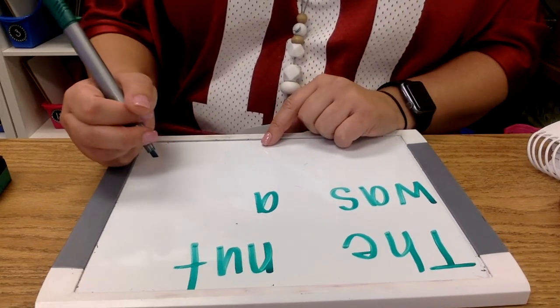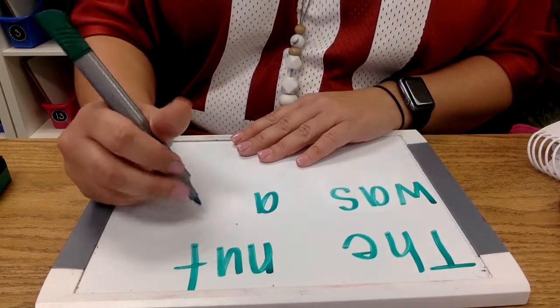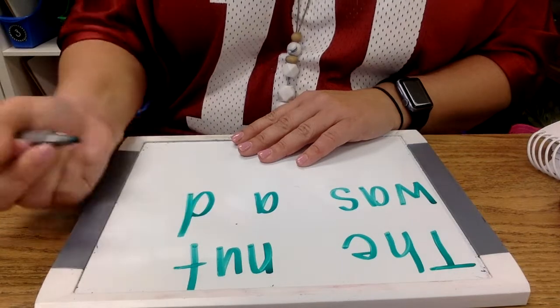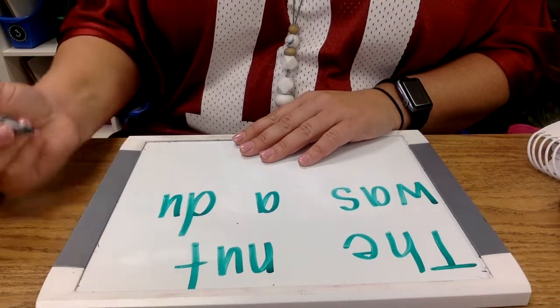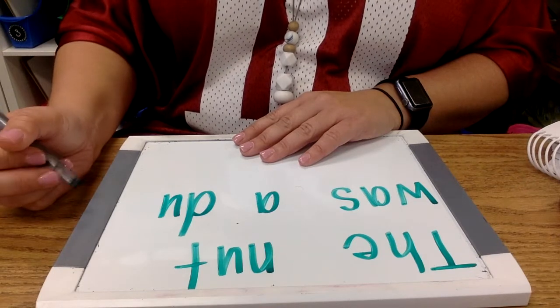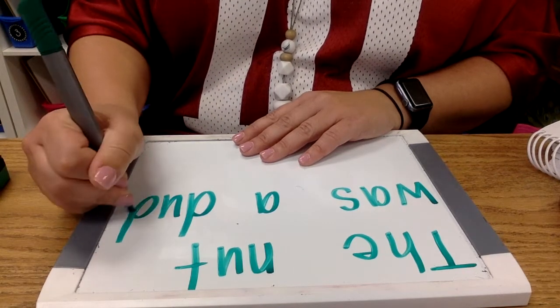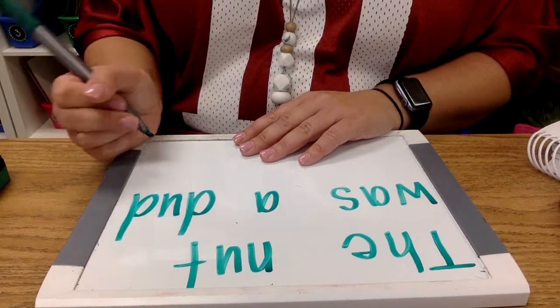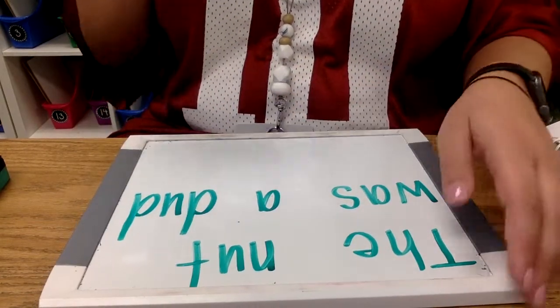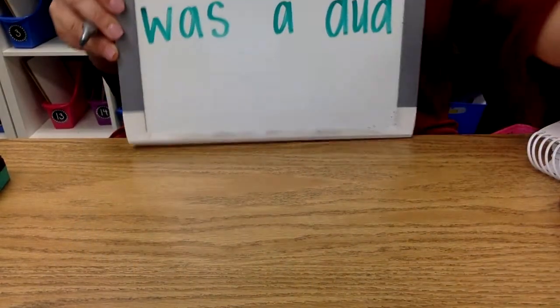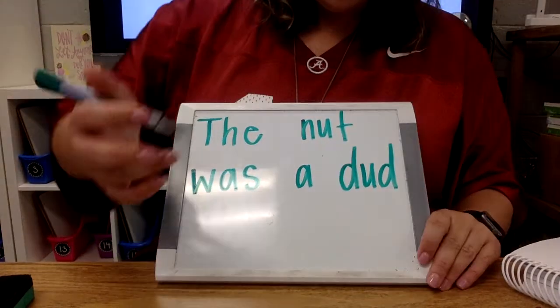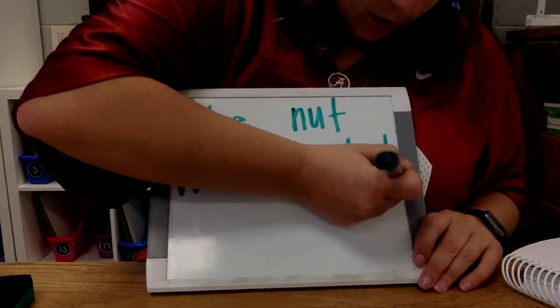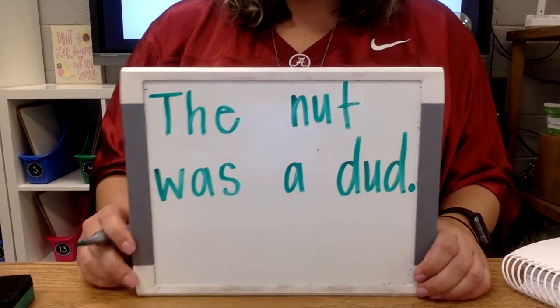The nut was a dud. So what makes the D sound? That would be a D. What makes the "uh" sound? That would be a U. And then what makes the D sound again? And that would be a D. All right, we need something at the end of my sentence to make sure it's complete. So the nut was a dud. I am going to need a period to complete my sentence.